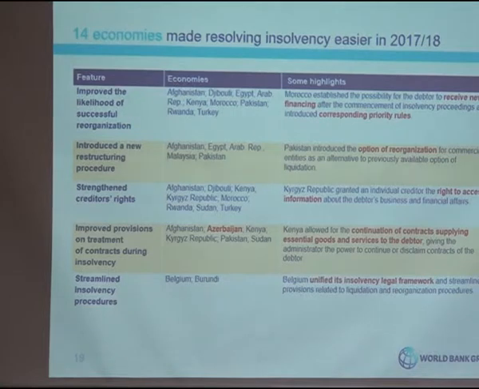In 2017-2018, there are 14 economies that did reforms on the Resolving Insolvency Indicator. Some of these economies have improved the likelihood of having a successful reorganization. They introduced new restructuring procedures. They strengthened the creditor's rights, improved provisions on treatment of contracts during insolvency, and they streamlined the insolvency procedures.